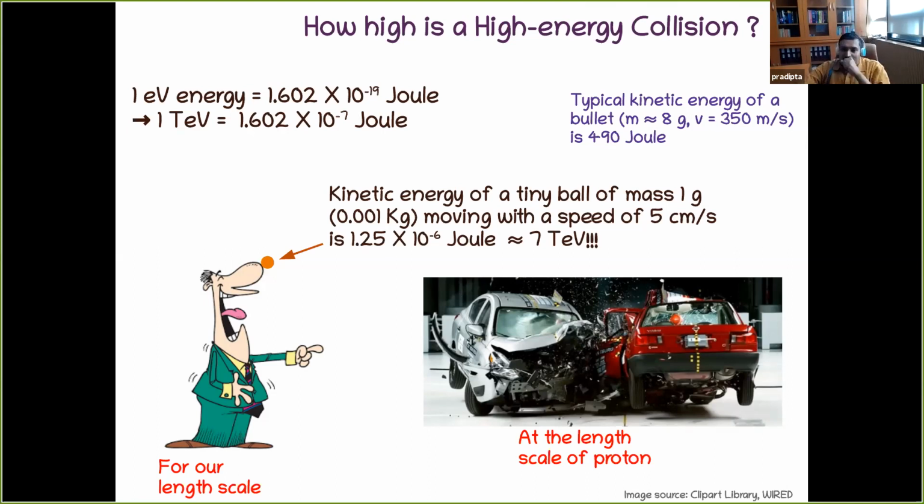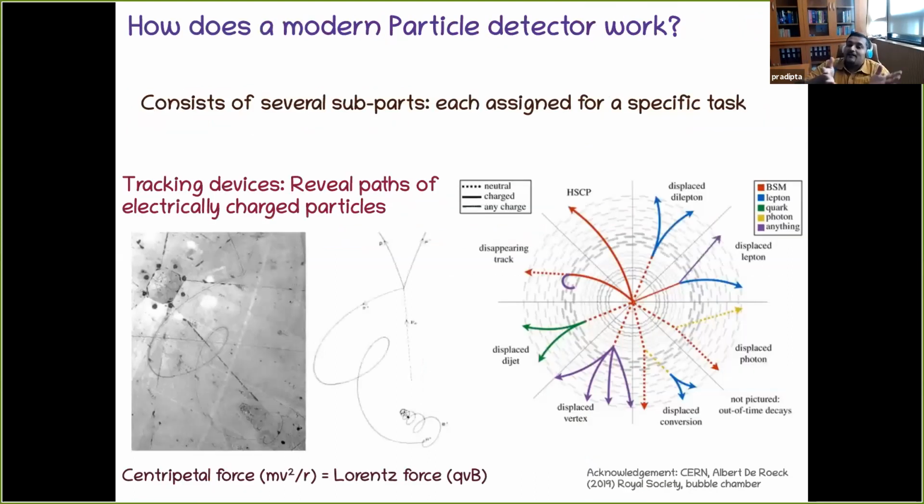Okay. Now let us try to see how a modern particle detector works. It turns out that in any modern particle detector, there are 3 main parts. The first one is the tracking device. What is a tracking device? Basically, here we apply some magnetic field.